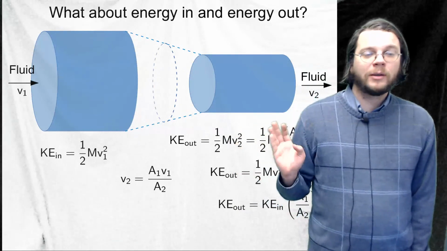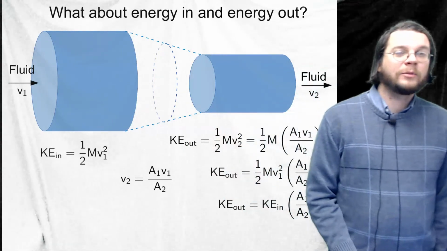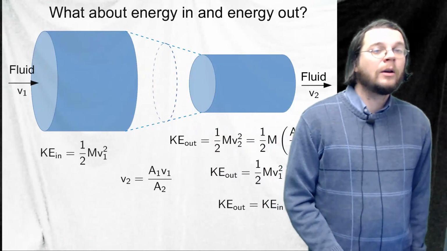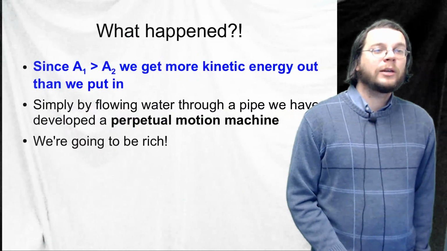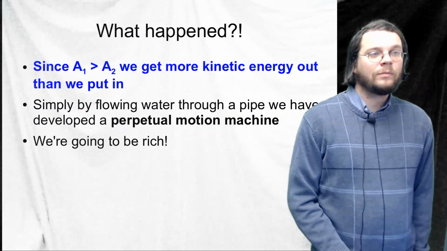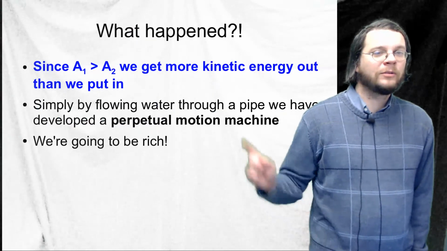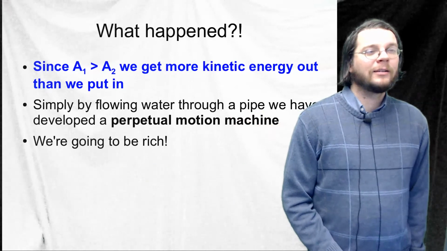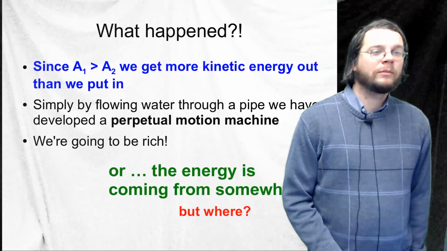I'm not trying to argue that everything we've done up to this point is invalid. I'm just pointing out that the kinetic energy coming out of it is going to be more than what went in. And so the question is, where did this energy come from? So is this a perpetual motion machine? Well, no. The question is, where did this come from? And what could it have come from?